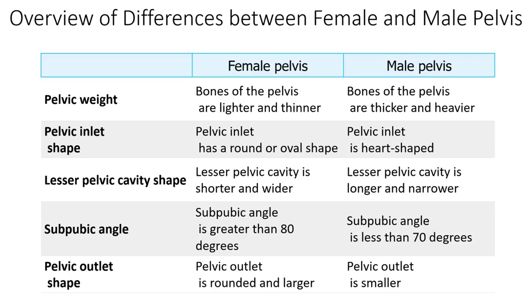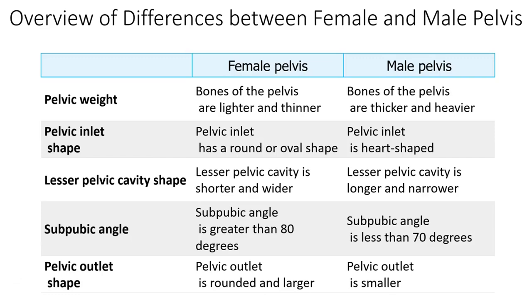All right, so a female pelvis tends to have lighter and thinner bones. The inlet is going to be more round or oval shaped. It's going to be shorter and wider for that pelvic cavity. The subpubic angle is going to be more than 80 degrees. It's going to be more of a U shape, and then that outlet again is larger and rounded. And this is an evolutionary adaptation for childbirth.